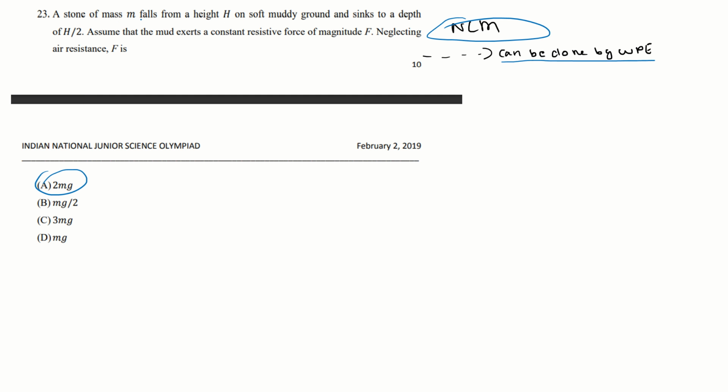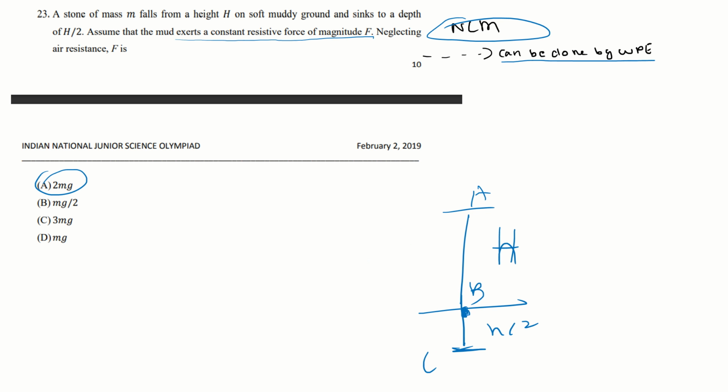Okay, so a stone of mass m falls from height h on a soft, muddy ground. It sinks to a depth of h by 2. So after falling down, it sinks to h by 2. That means the ground is soft, so it just goes inside, right? Assume that the mud exerts a constant resistive force of magnitude F. So when it goes inside, let's say this is A, this is B, this is C, there is a resistive force acting on the body.